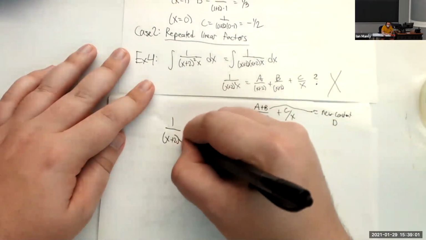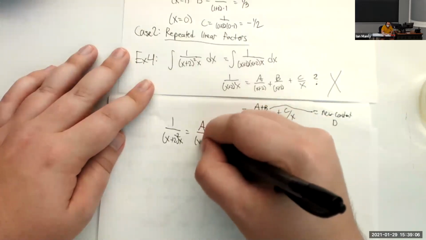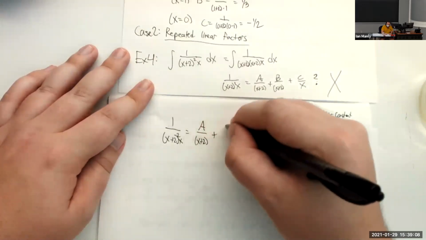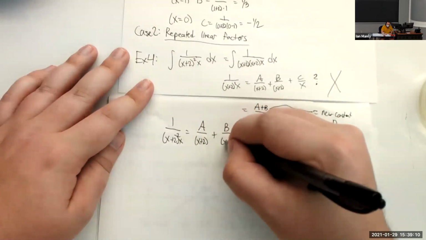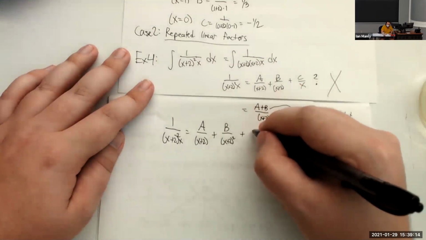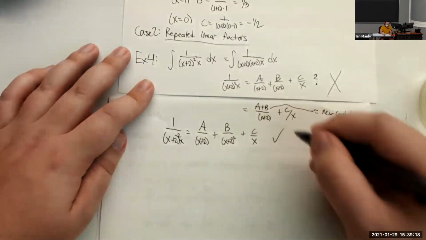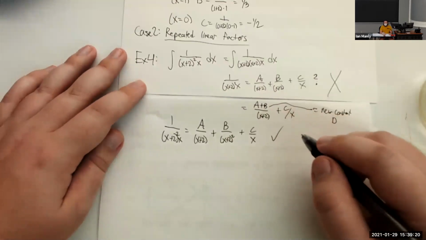is we're going to have one copy like we normally would, so with an x plus 2, but then we're going to have another one that's going to have x plus 2 squared down there instead. So this is how we're really going to do partial fractions for this.